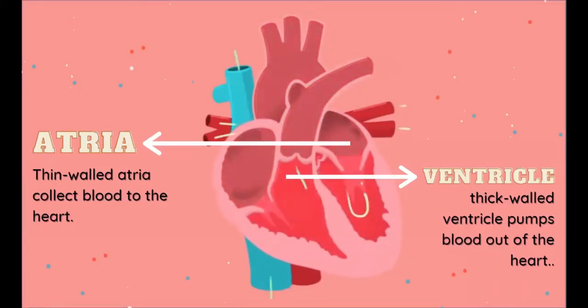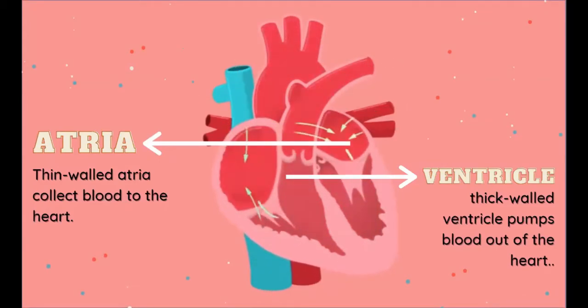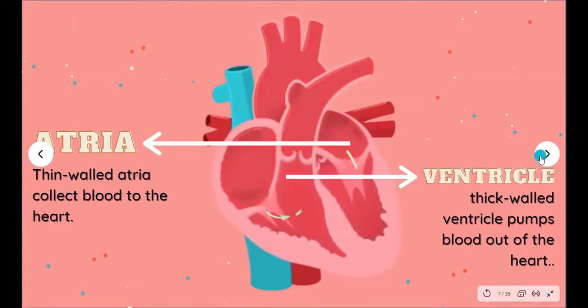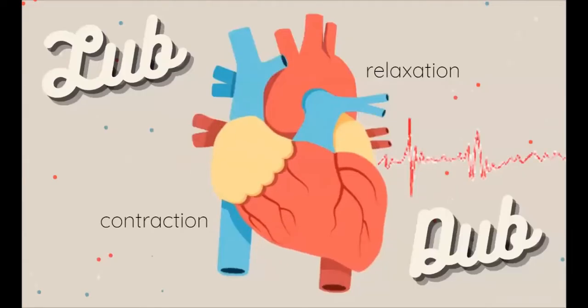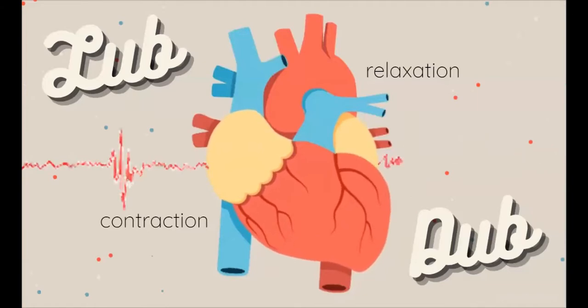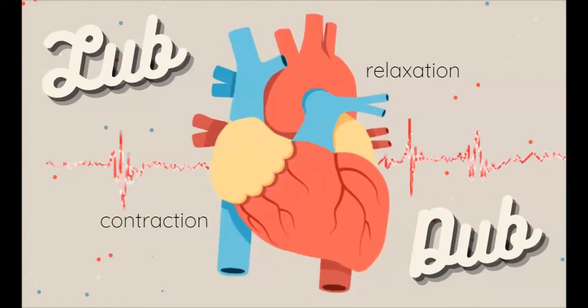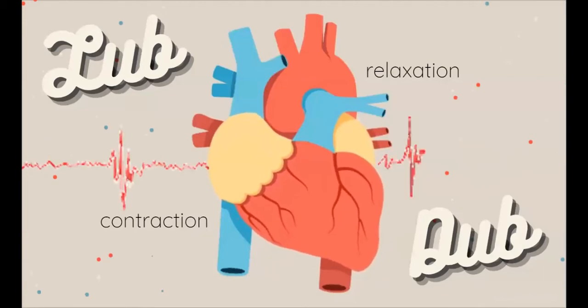The thin-walled atria collect blood to the heart, while the thick-walled ventricle pumps blood out of the heart. Do you know that the sound of your heartbeat is lub-dub? The heartbeat is a result of alternating contraction and relaxation of the atria and ventricles.